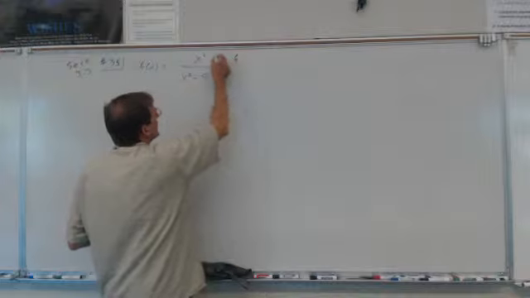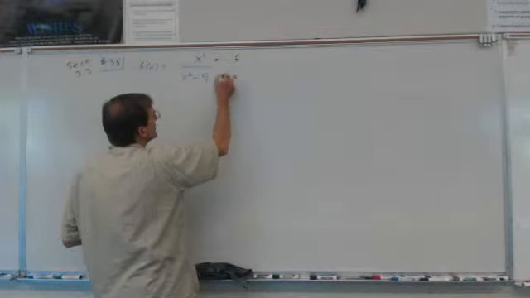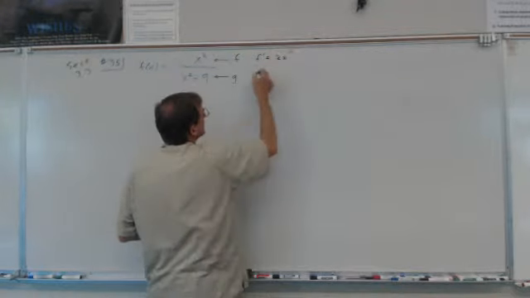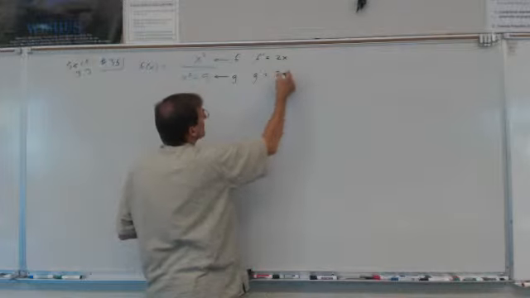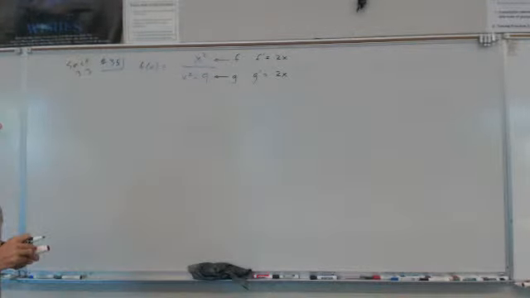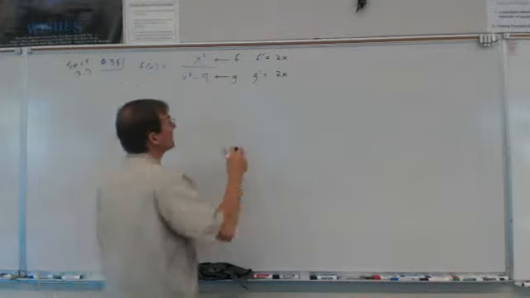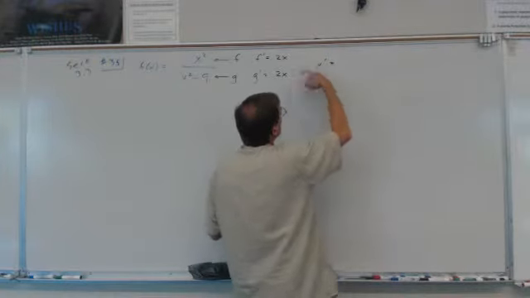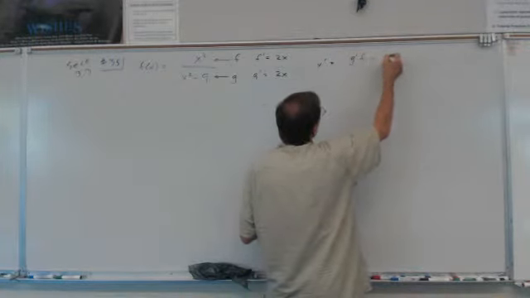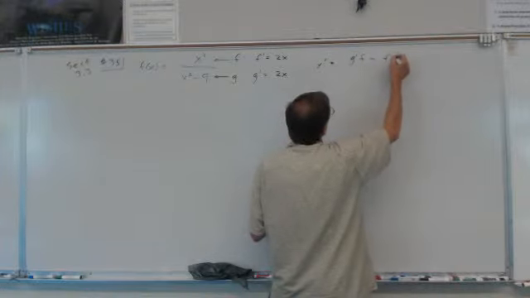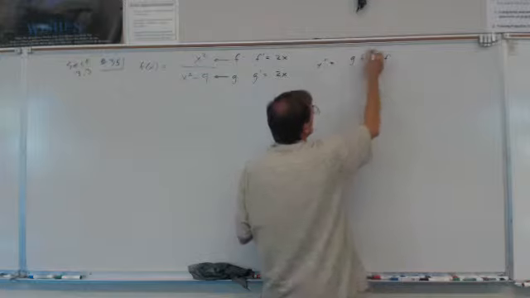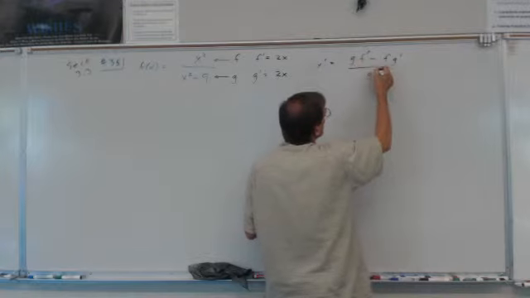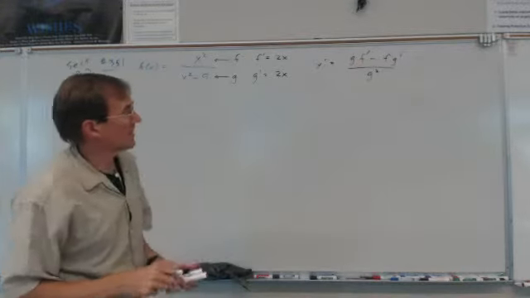So if we call f x squared and g x squared minus 9, we can see that f prime is going to be 2x and g prime will be 2x. Is that right? Okay, so f prime and g prime. And then the derivative, y prime, is going to be low d high minus high d low over g squared, okay? So low d high minus high d low.